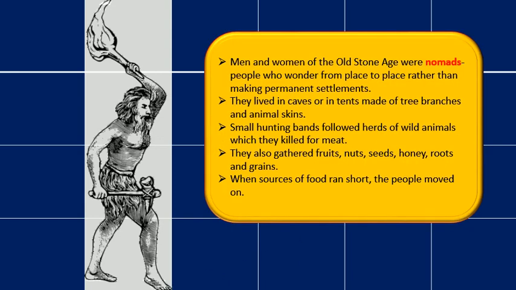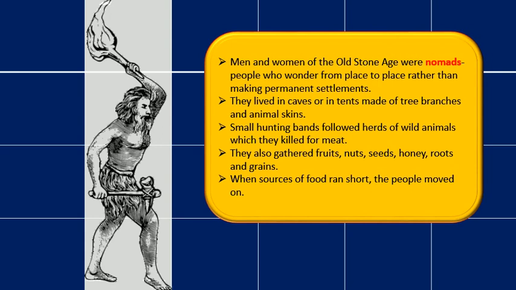In the first presentation of this chapter on the channel Bashir Gujri, we have learnt that men and women of the old Stone Age were nomads, the people who wandered from place to place rather than making permanent settlements. They lived in caves or in tents made of tree branches and animal skin.